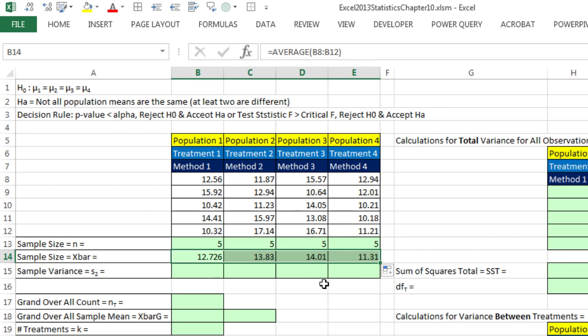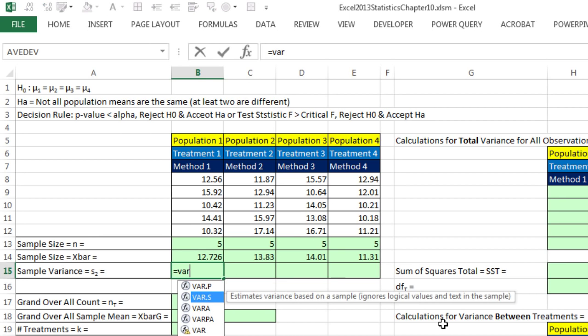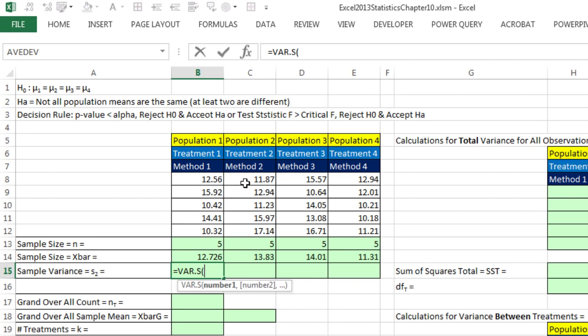Now, when we go to calculate variation, one of the calculations between the treatments will be the difference between the variation between these different means. Now, this is analysis of variance, so I'm going to calculate sample variance. And I'm going to use VAR.S. These are samples. Now, this variation calculation right here is calculating the variation within this one sample, right? Control-Enter, and copy it over.